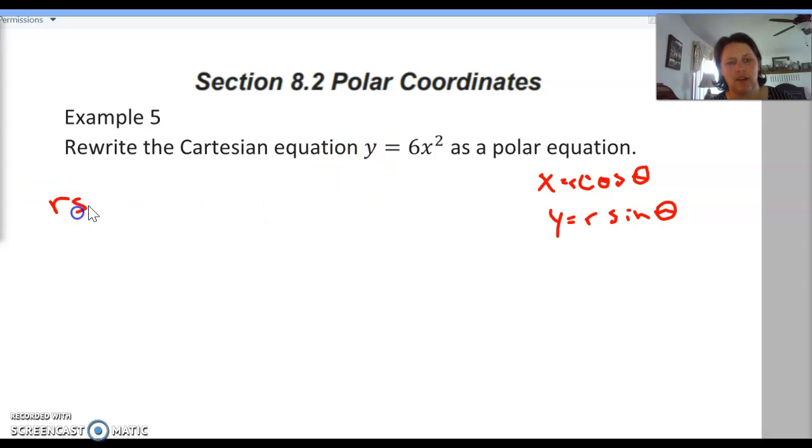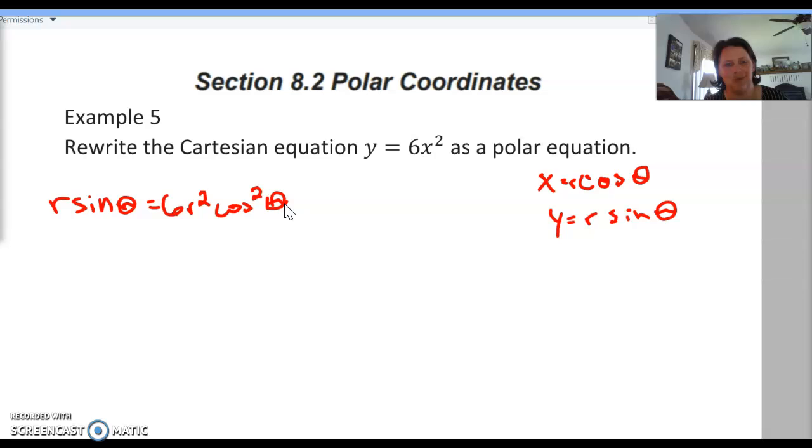So now we have r sine theta is equal to 6 times, now we have to square everything with the x, so it's going to be an r squared and a cosine squared theta. And so now what we need to do is we need to solve for r. That's going to be our last step.